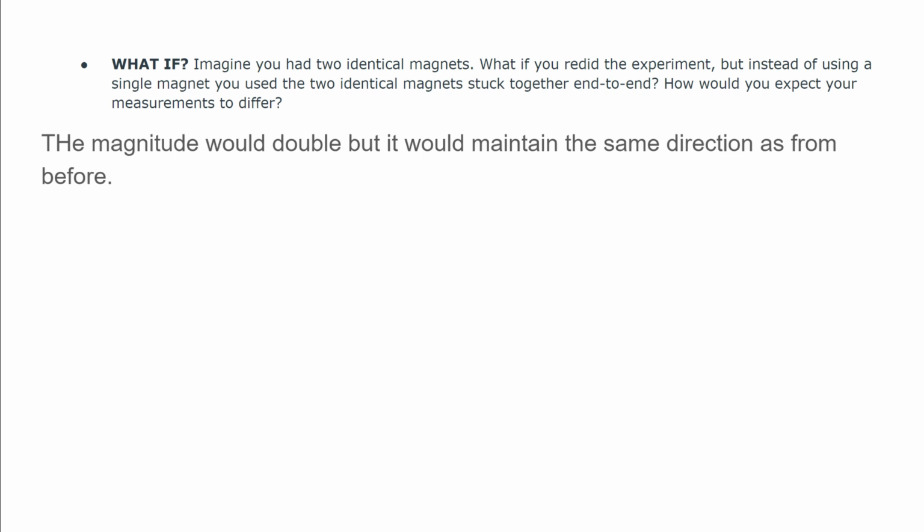And if we had two identical magnets and did the same experiment, but we stuck the two magnets together end to end, what would I expect? Well, my expectation would be that the magnitude would double, but it would maintain the same direction as before.